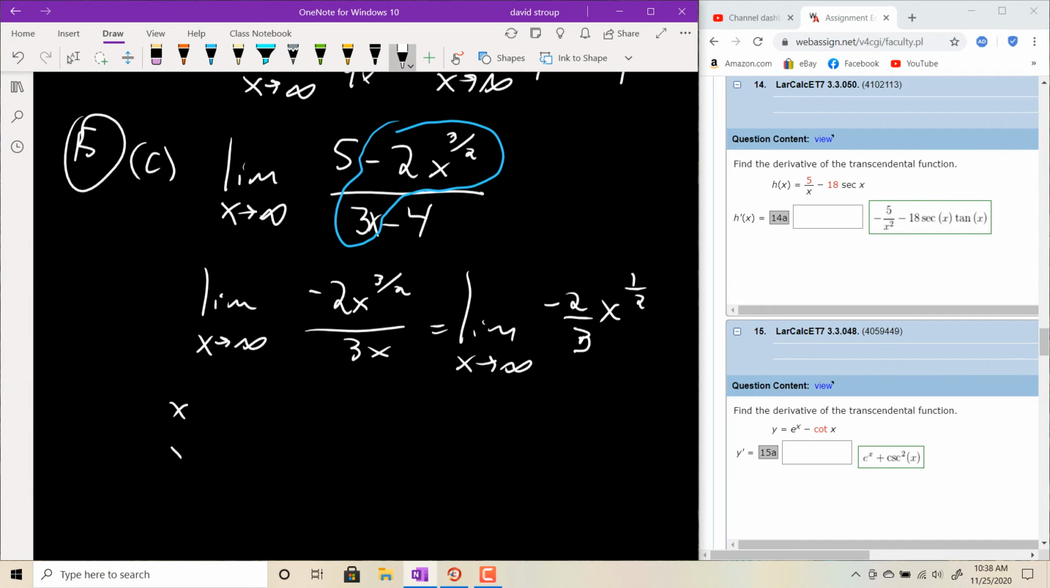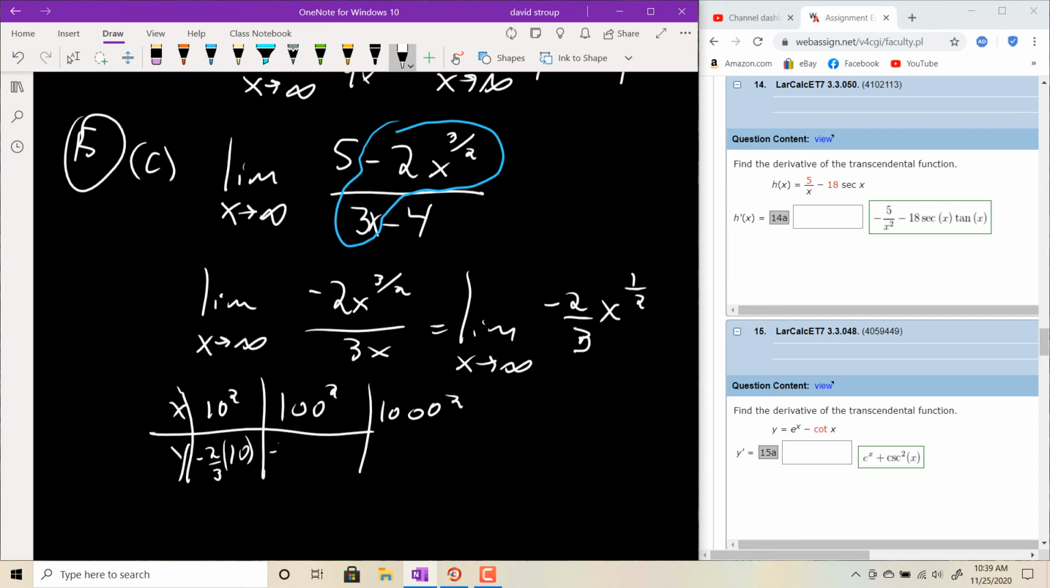So if you need to, you could always do a table. It's going to be either positive or negative infinity if the degree of the numerator is higher than the degree of the denominator. But if you're putting in numbers like 10 squared, and then 100 squared, and then 1,000 squared, the result is going to be negative 2/3 times 10 squared to the 1/2, which is just 10. And then negative 2/3 times 100. So it looks like it's getting really big negative. So it's going to negative infinity. Okay, so enough of that.